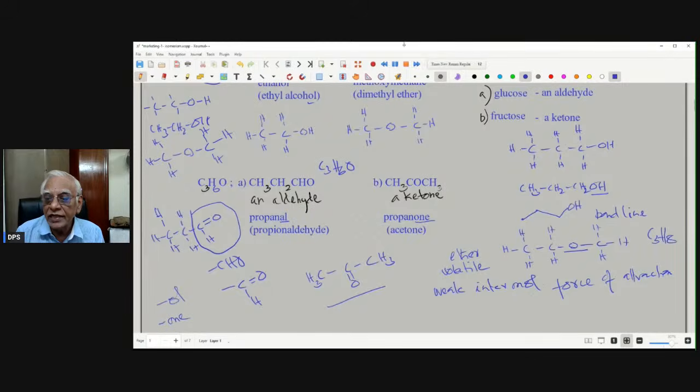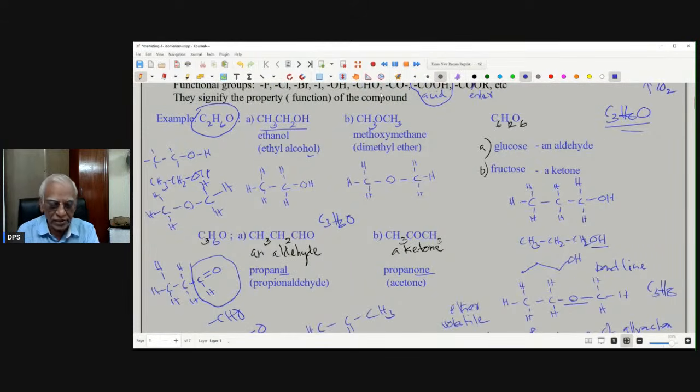Another very interesting example, often asked in competitive examinations, especially the NEET examination, is glucose and fructose. Let us not go into the structure of glucose and fructose. Both of them have the same number of atoms: 6 carbon atoms, 12 hydrogen atoms, and 6 oxygen atoms. One is called glucose, the other fructose, because glucose has an aldehyde group, whereas fructose has a ketonic group. Probably it should be in the middle.